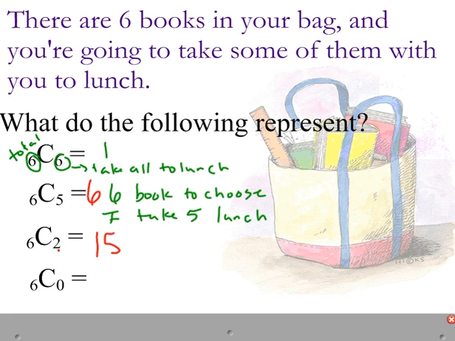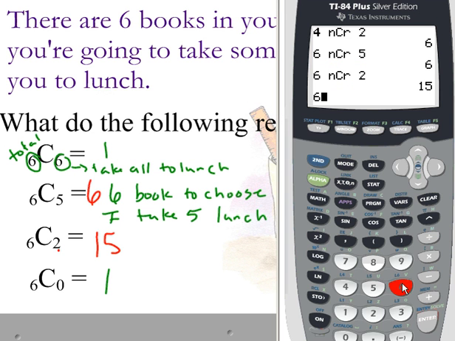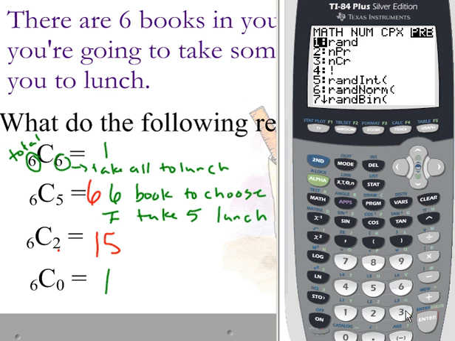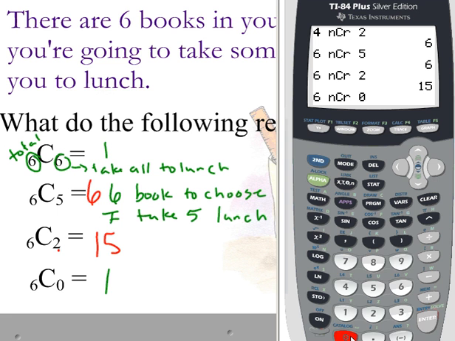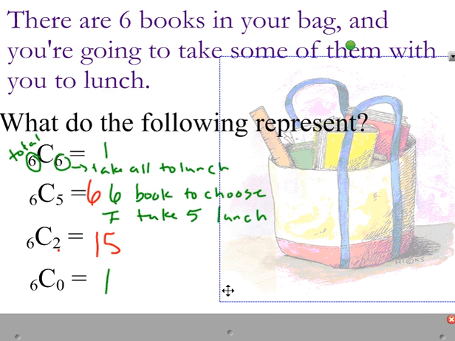Well, 6 choose 0 means I'm going to lunch to eat and not doing my homework, right? I didn't take a single book with me. So how many ways can I not take any books with me? 1 way. And again, you can go 6, math, over, choose, 0. I'm not taking any books. There's only 1 way to not take any books.